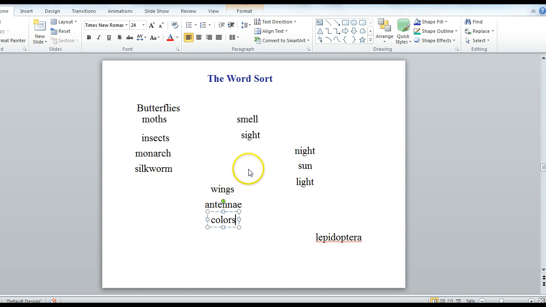But what you want to emphasize with this is that the reason they're doing it before reading is to activate prior knowledge, make connections, make predictions, ask questions, and get ready to read. So that's a word sort.